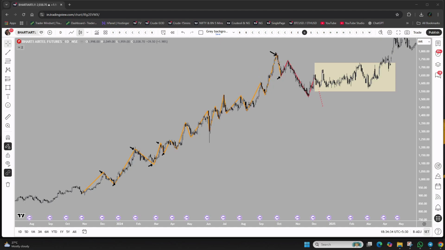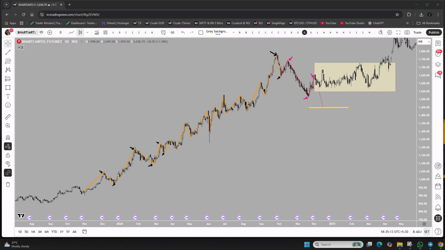But what happens after that? After that, it starts falling, the red line that you see here. So basically, it's making lower highs and lower lows. Lower high again. And after this lower high, is it making a lower low here? No, it is not making a lower low here. Rather, what's happening here is it is entering the consolidation zone. So after a big uptrend, it started falling, of course, and then it entered into a consolidation zone.